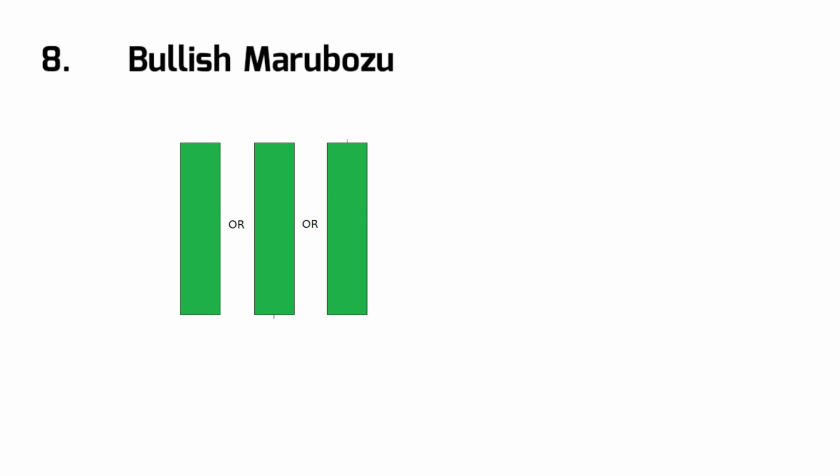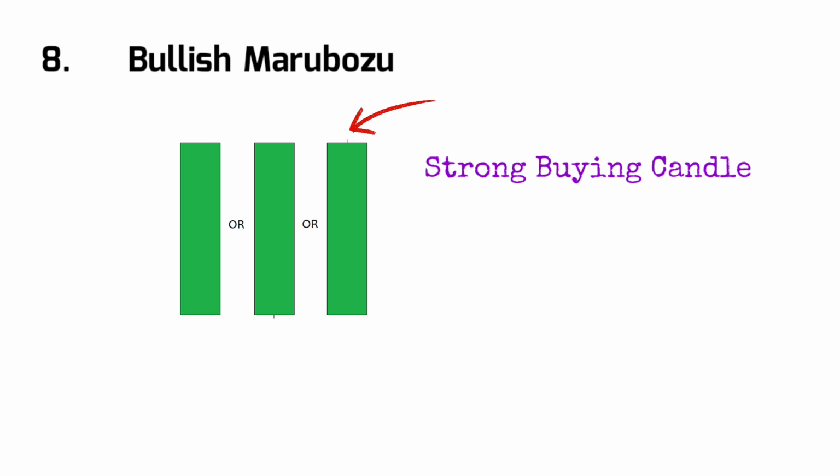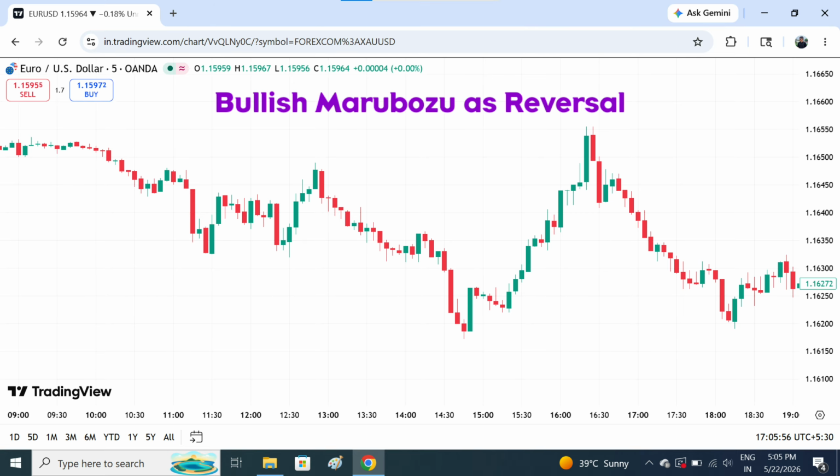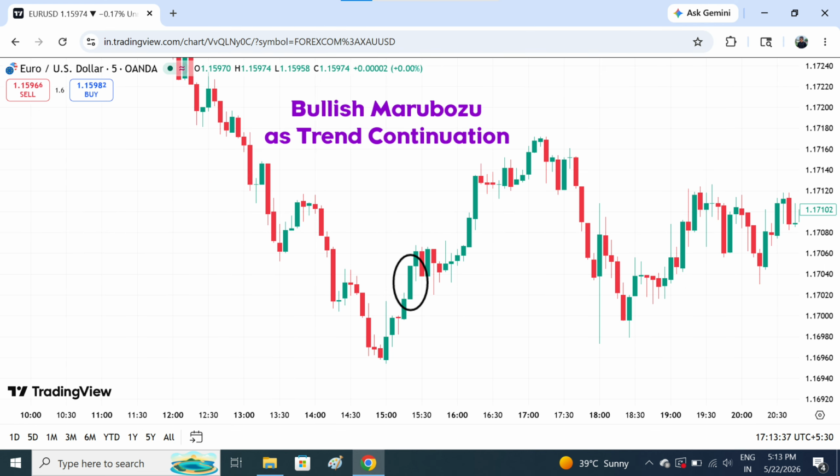The next candlestick pattern is bullish marubozu. This is a strong buying candle whose body is comparatively long. Generally, there is no wick in this candle, or it is very small. This candle indicates that buyers controlled the price throughout the entire session. Now understand, if a bullish marubozu forms after a downtrend, it signals a price reversal, means the market can go up from here. And if a bullish marubozu forms somewhere in the middle of an uptrend, it signals a trend continuation. This gives buyers confidence that the buying pressure is still maintained in the market.